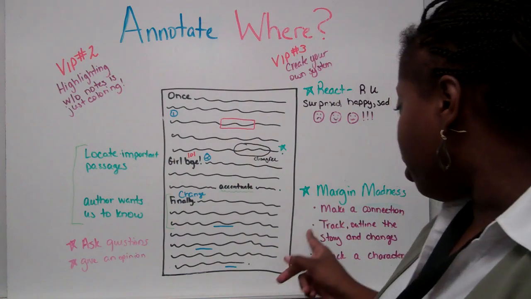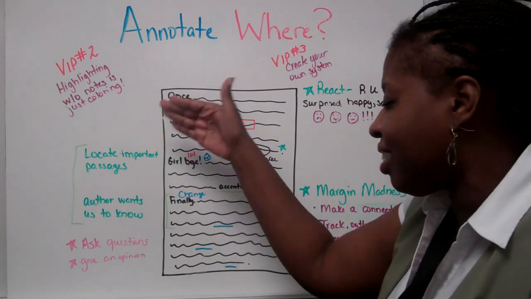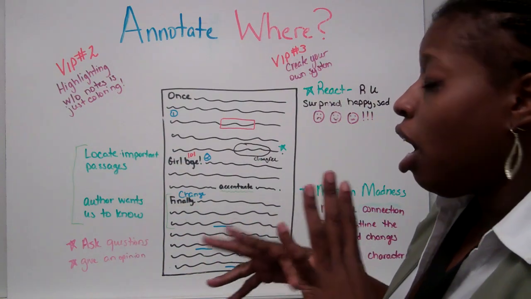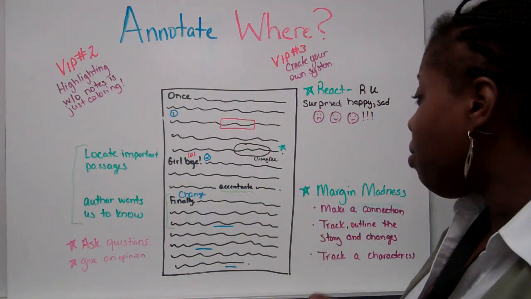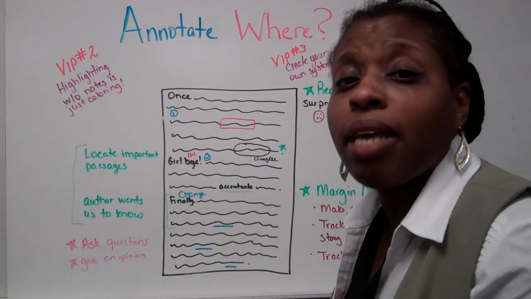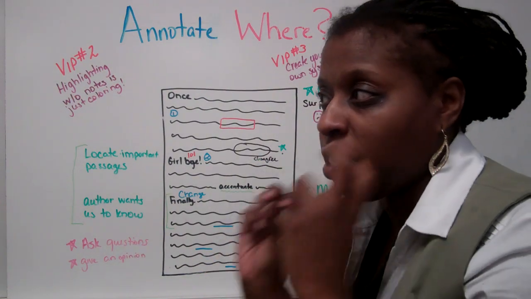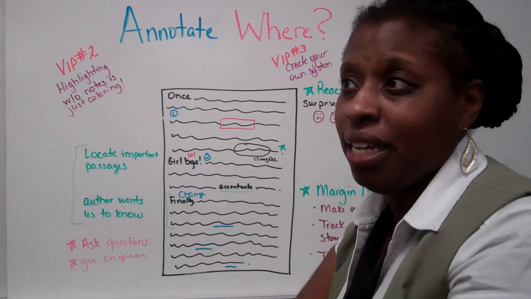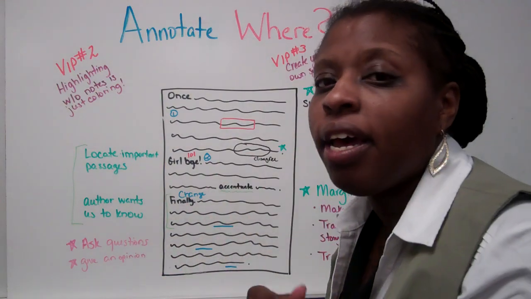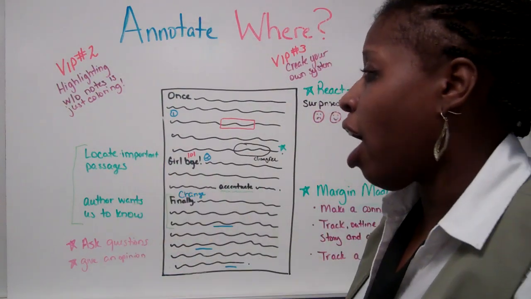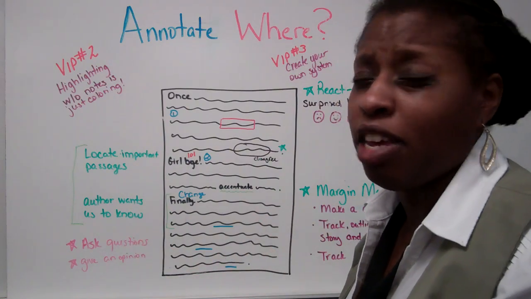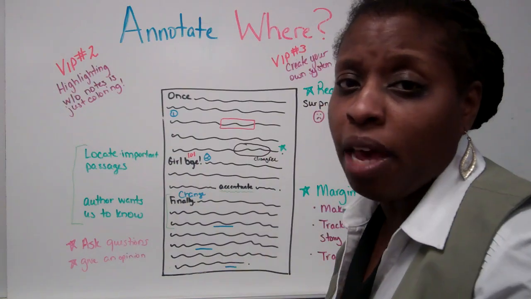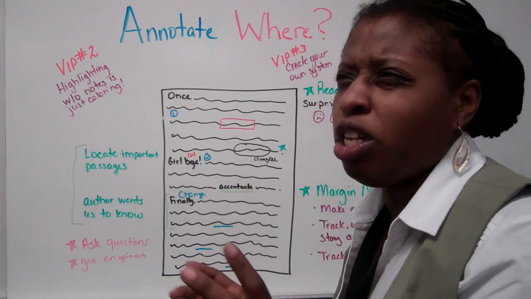In margin madness, you want to track and outline the story as it changes, as it grows, as it progresses. And you can do that a number of different ways. And then maybe you also want to track a character. Sometimes I may give you the assignment of tracking a specific character, and all your job is to track that character's movements. Nothing else. Just stay on that character. Other times, I may give you a theme, and you have to locate important passages related to that theme.